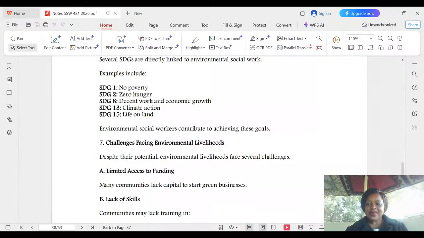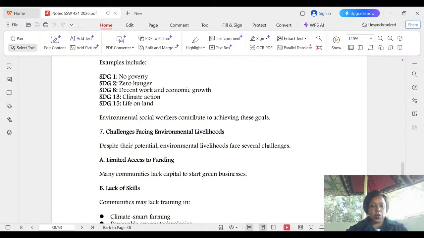Now, what are the challenges that you will experience when you're trying to implement these environmental livelihoods? Okay, anything that is positive, of course, will have its challenges. So you might experience limited access to funding.